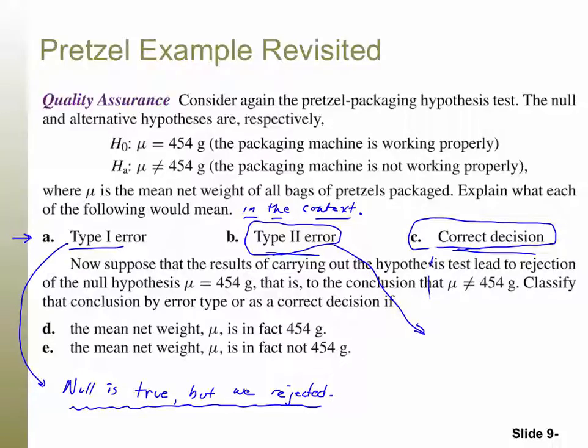Okay, so first of all, are all the bags coming at 454? Yeah, they're going to deviate, but there's not enough difference to change it. So the machine is working properly, and we concluded as such that we did not reject the null. We said that the mean very well could be 454. Or the machine is truly not doing its job, and we rejected the null, and we said that the mean weight of the bags is not 454. Those would be the correct decisions.